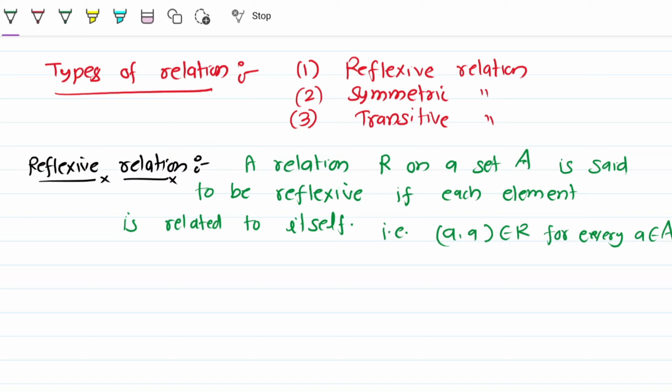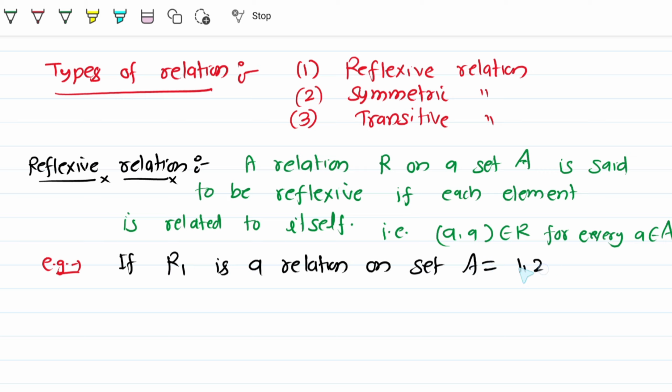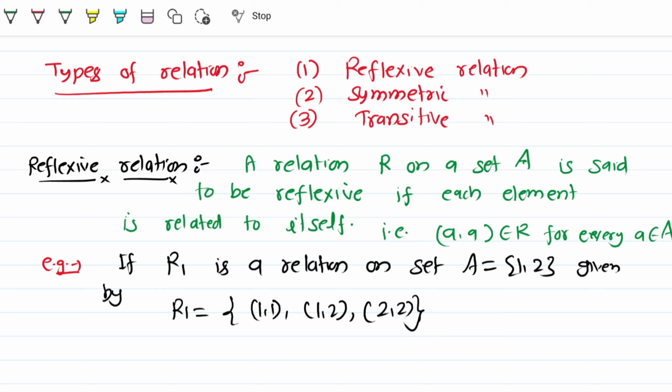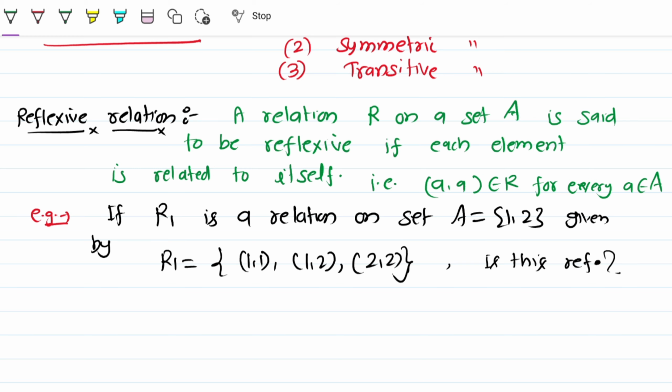Let me clear this with one example. Suppose R1 is a relation on set A. In the set A there are two elements, 1 comma 2, and R1 is given by (1, 1), (1, 2), and (2, 2). Now my question, is this reflexive?